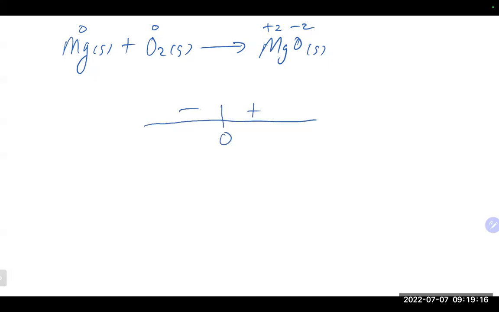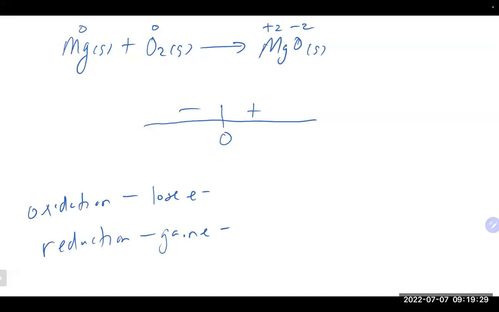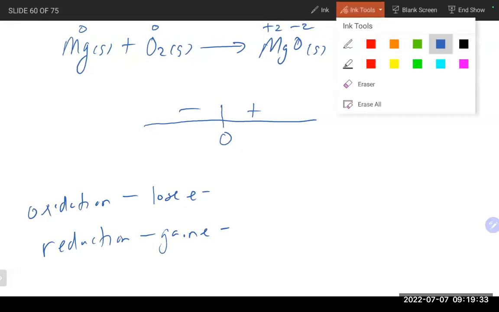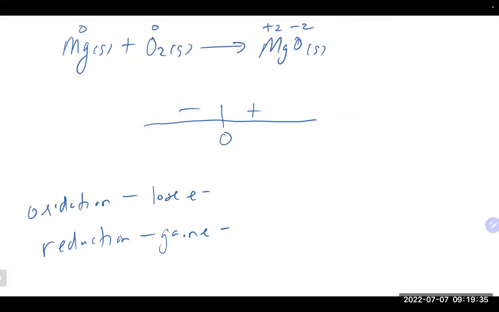And when we think about the definitions of oxidation and reduction, this guy is losing electrons, this one is gaining electrons. So if something goes through oxidation, it will lose electrons. And if somebody loses electrons, will you become more positive or more negative?